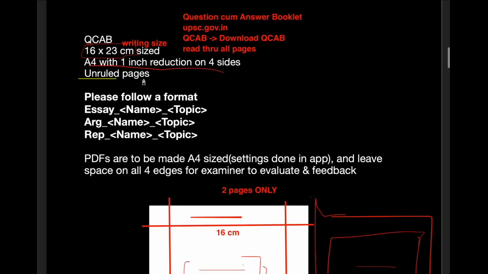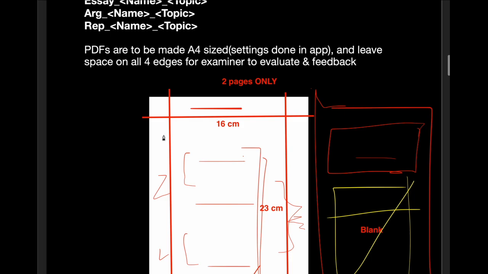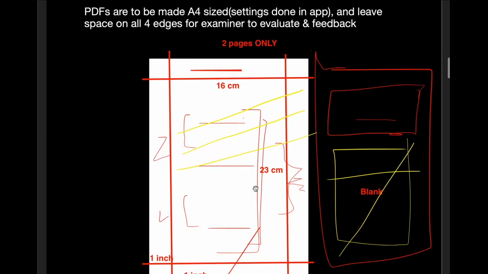Next thing is you have to write on unruled pages. Many students take ruled copies and then they start writing. Now, if you are a beginner to writing, and I have seen some copies where students write like this. See, they are writing tedha, like inclined. Now, if you are writing like this, then I would suggest two things to correct this. First thing, you may take ruled copies for a while.